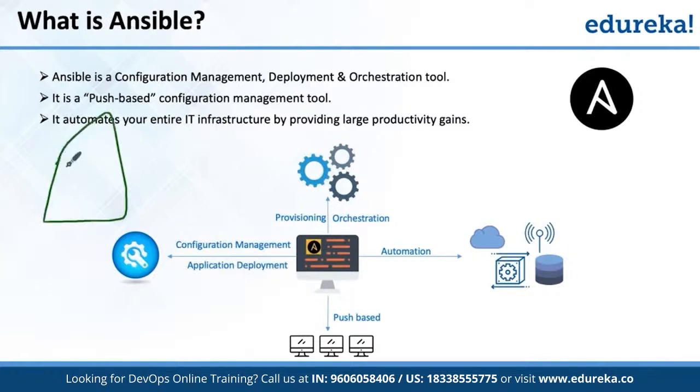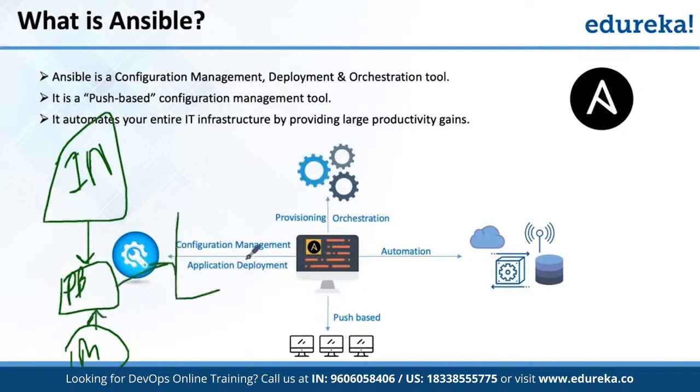The first component here is inventory, and then we have something called playbooks, and then we have something called module. These things are connected to something called Ansible config.